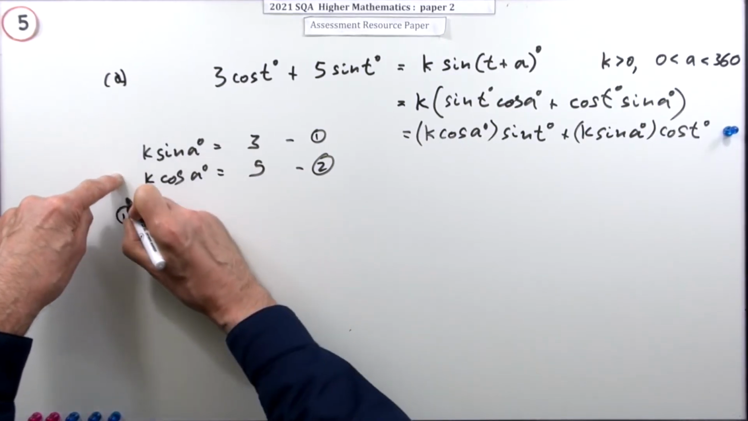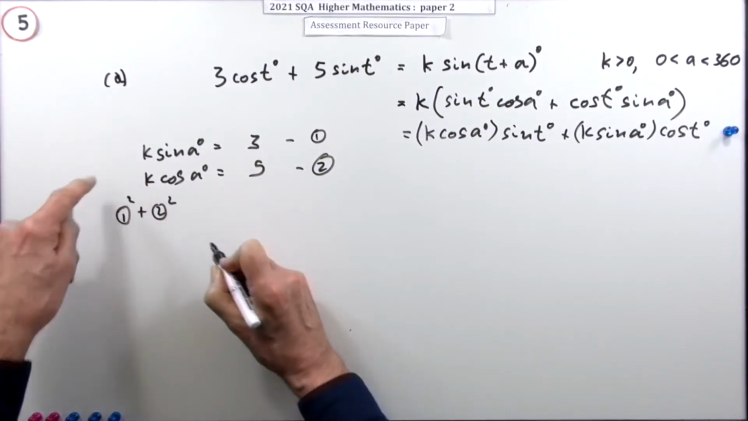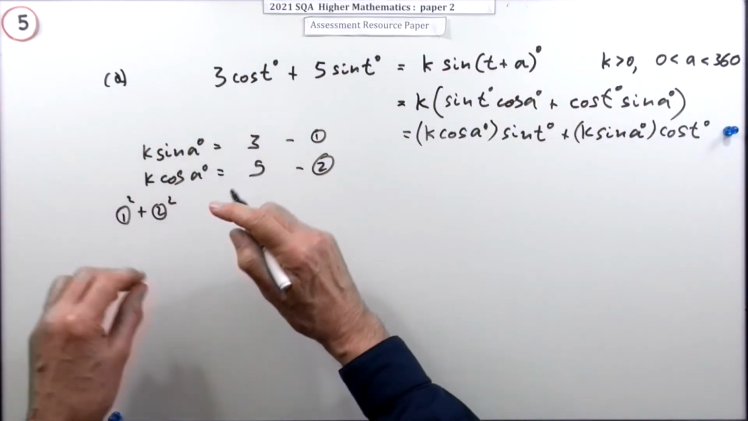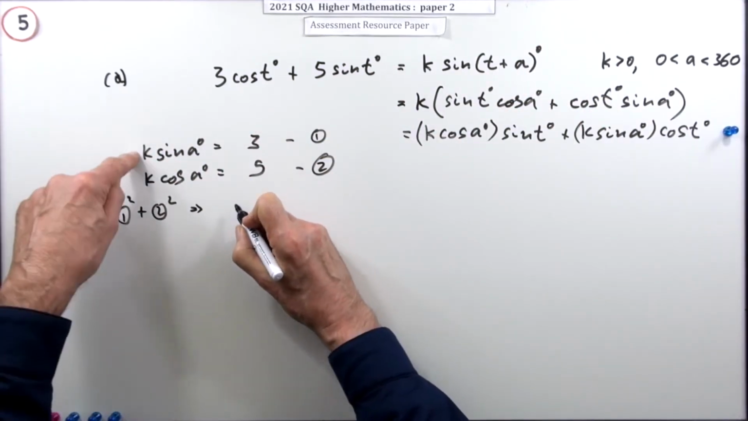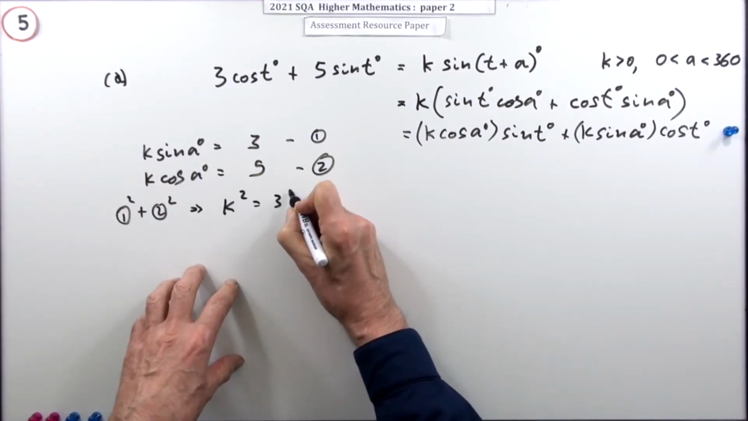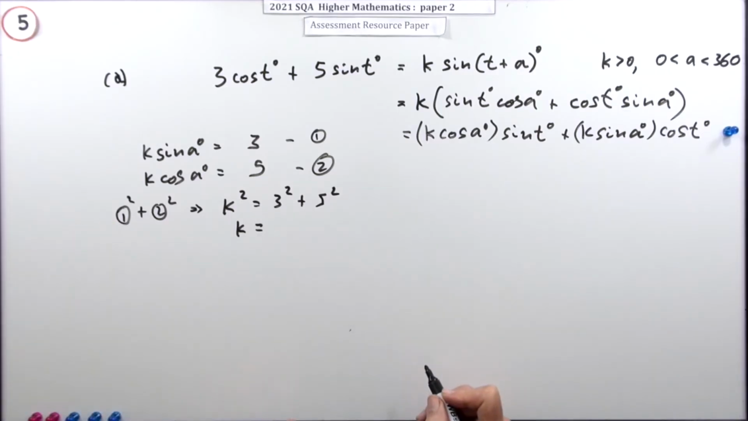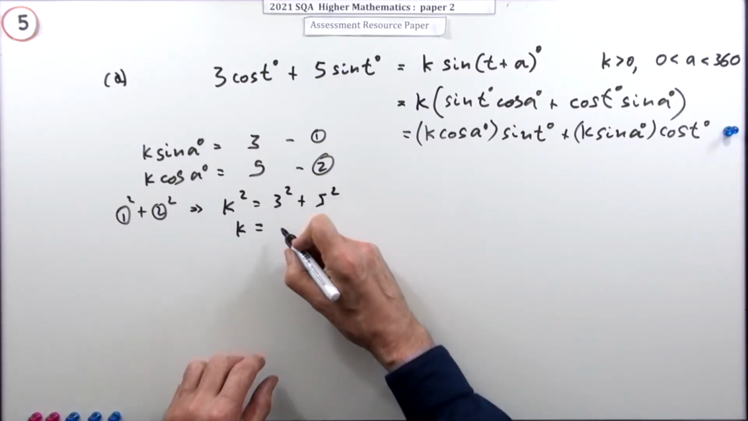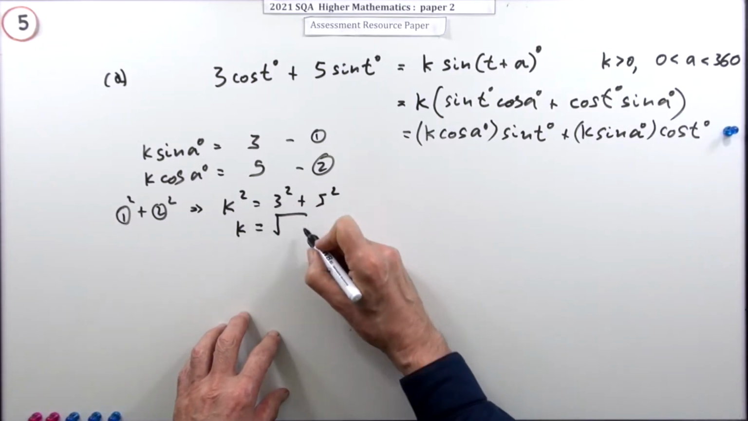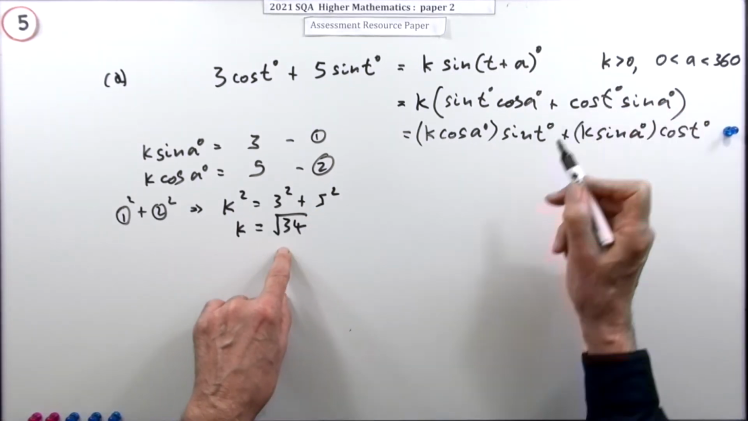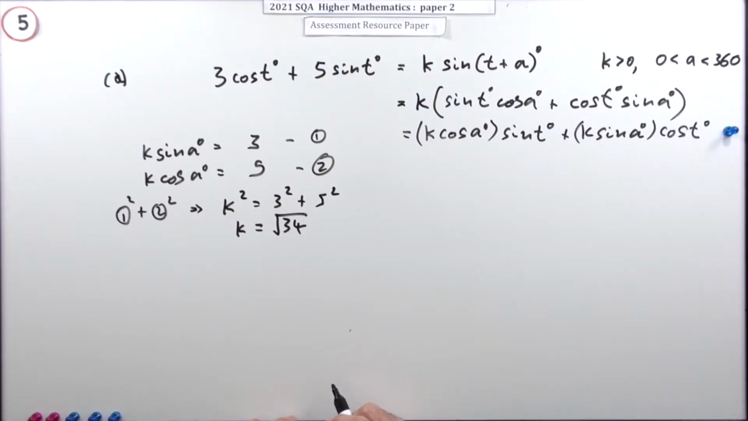If you take equation 1 and equation 2 and square them and add them, you'll get the sine squared plus cos squared comes to 1, so that part will disappear. And you'll be left with k squared equals 3 squared plus 5 squared. You could probably just go straight in with this then. So that's going to be the square root of 25 and 9, 34. And it's going to be greater than 0, so it just is positive. So that's worth a mark.